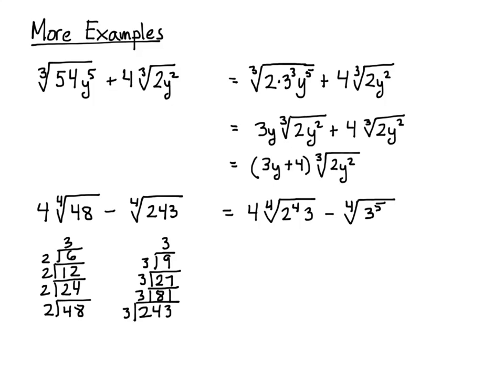And so we can write that in the factored form and then simplify those radicals. And we see we have an 8 times the 4th root of 3 minus 3 times the 4th root of 3. And that combines to 5 times the 4th root of 3.